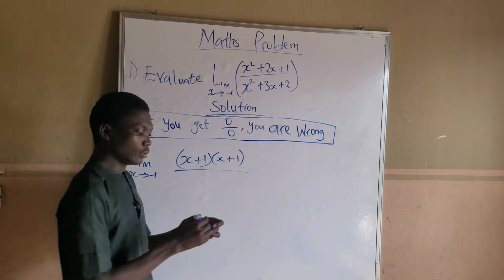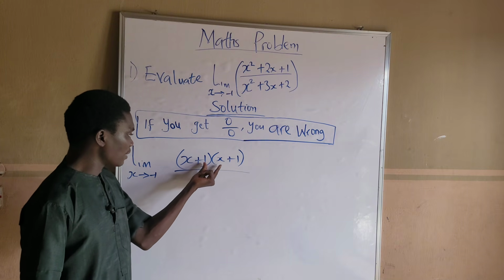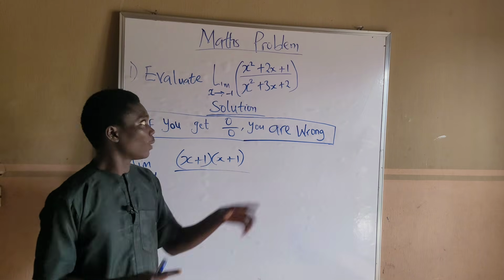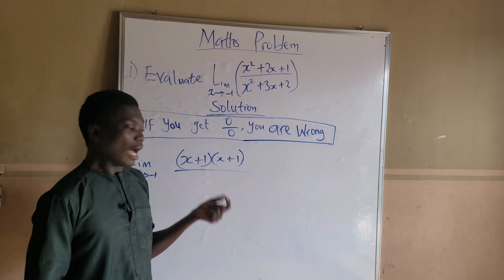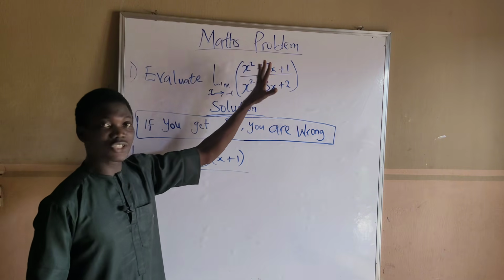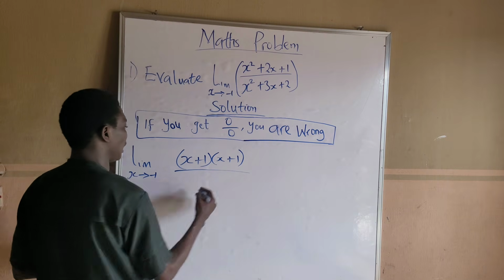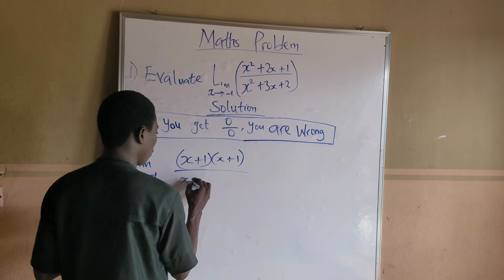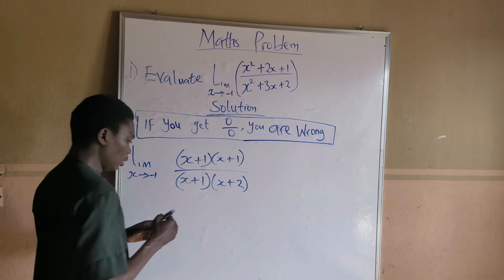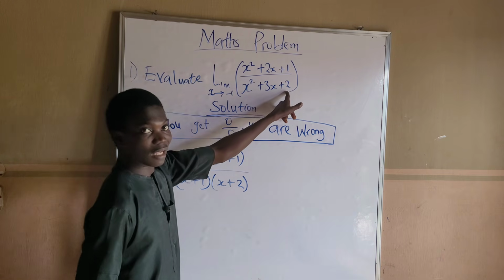If you remember how to solve quadratic equations very well, you will see that if you multiply this and this together, you will still arrive at this, which tells us that this is correct. And for the one down here, we can break it down to be (x plus 1)(x plus 2). If you multiply this and this together, you arrive at this.